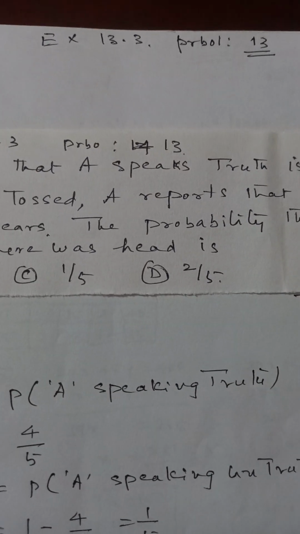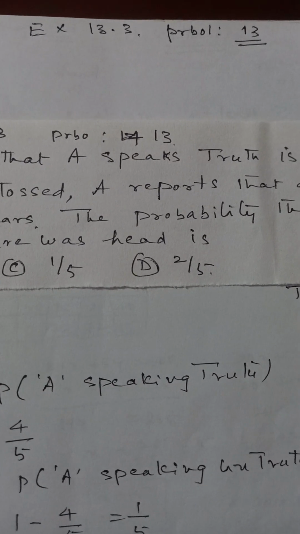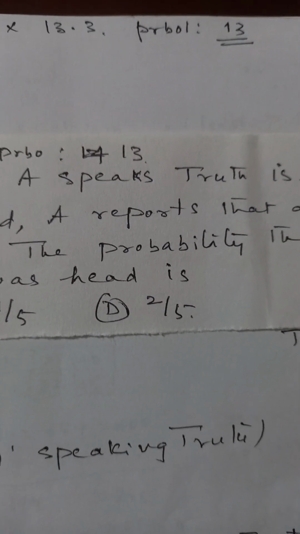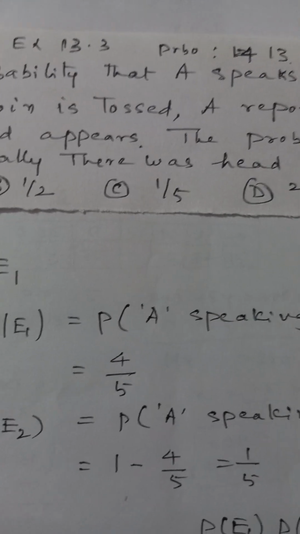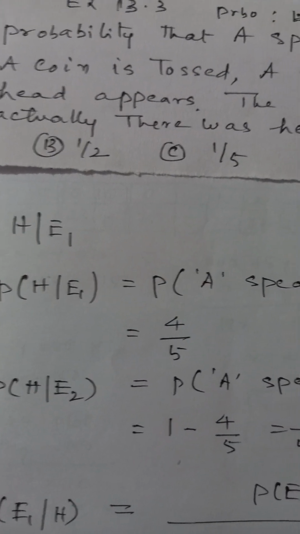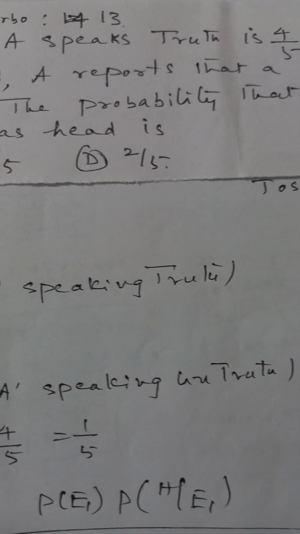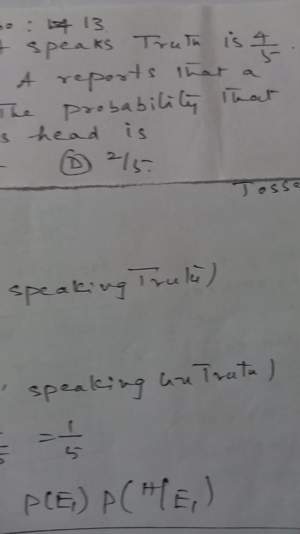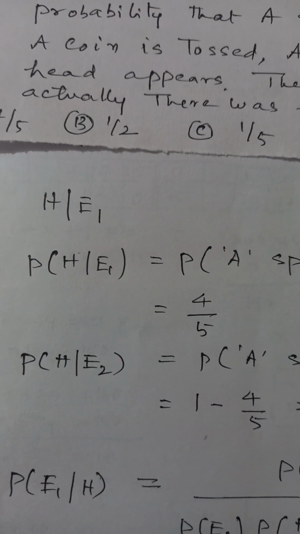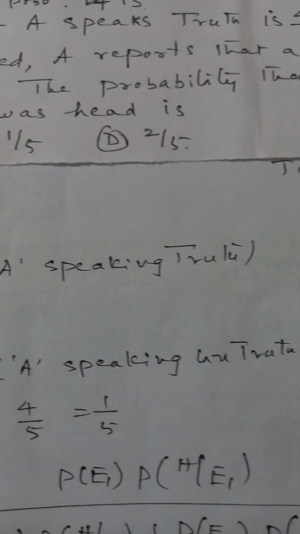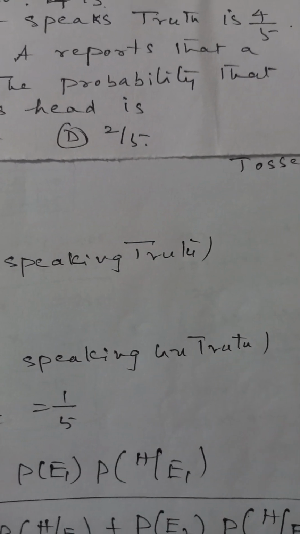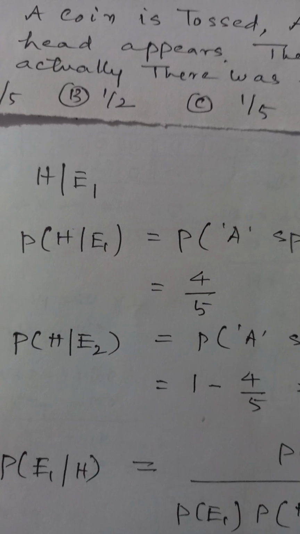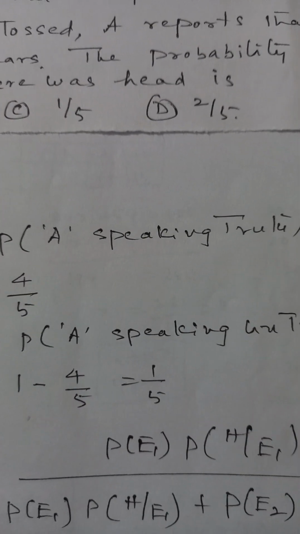Now, exercise 13.3, problem number 13. Now, we read the problem. Probability that A speaks truth is 4 by 5. A coin is tossed. A reports that a head appears. The probability that actually there was head is.